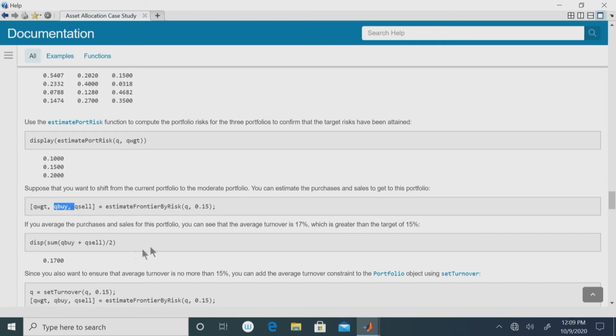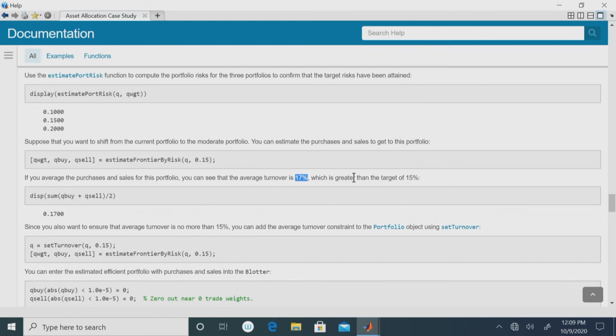Interestingly, it turns out that if we average the Q buying and Q selling, that is, the total proportion of wealth actually involved in the transaction, it is going to be 17%. That means the reshuffling or readjustment of the portfolio results in a turnover of 17%, which is higher than the permissible limit of 15%. So, clearly this is not going to work.